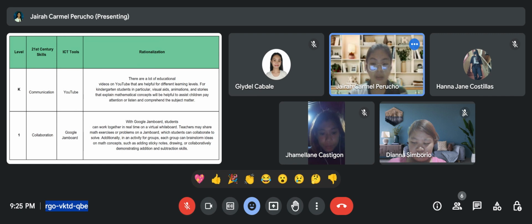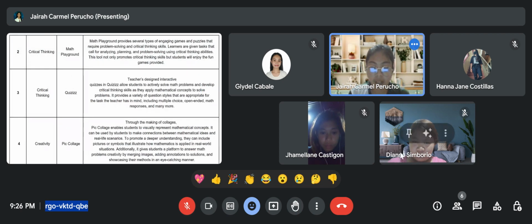So with Google Jamboard, students can work together in real time on a virtual whiteboard. So teachers may share math exercises or problems on a Jamboard, which students can collaboratively solve. Additionally, it is an activity for groups. Each group can brainstorm ideas on math concepts such as adding sticky notes, drawing, or collaboratively demonstrating addition and subtraction skills.